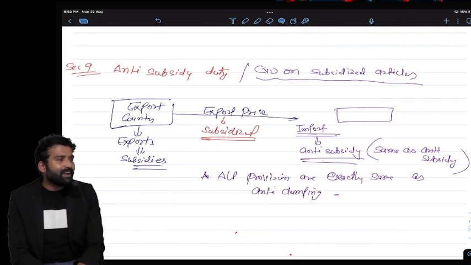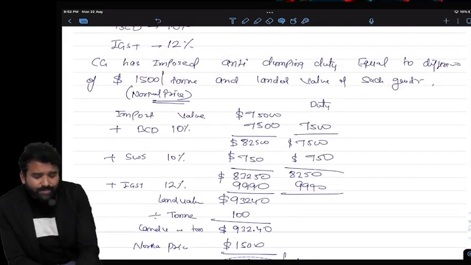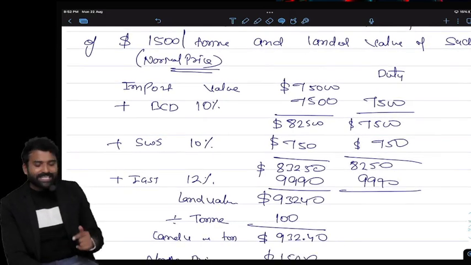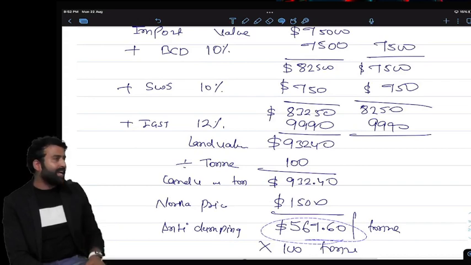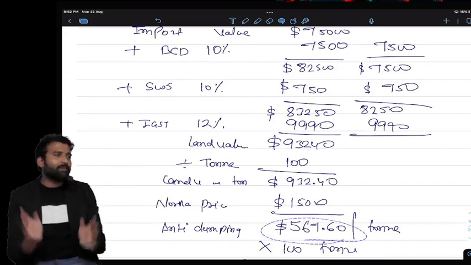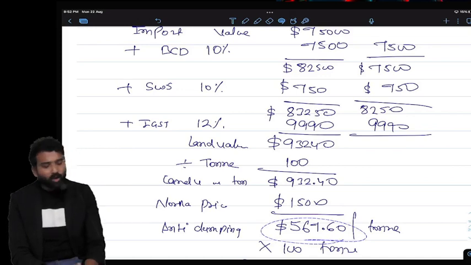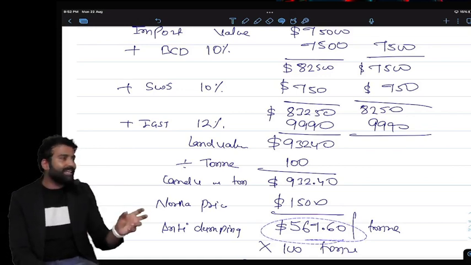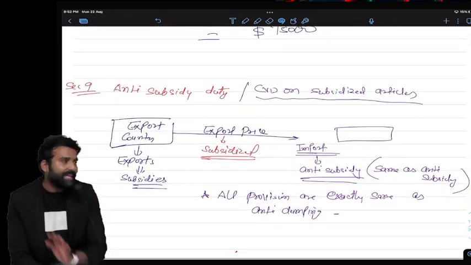It is landed cost means including all the tax. All the tax means import value plus basic custom duty plus SWS plus IGST. That will arrive us at landed value. So compare the normal price and the landed value. The difference will be the anti-dumping duty. So landed value is after adding all the other custom duty like BCD, SWS, IGST, we will arrive at landed value. Now the landed value and the normal price, that difference is called anti-dumping duty.